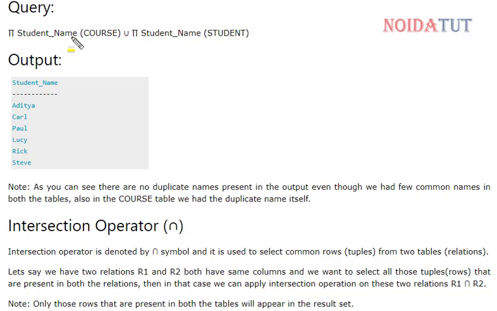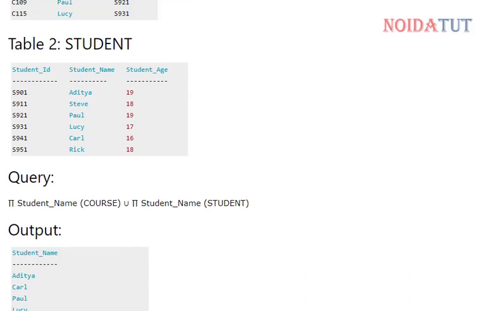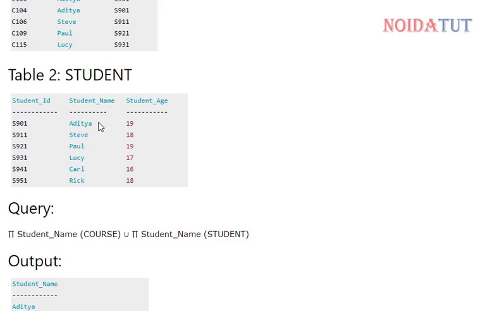Select student name from table course, then student name from student. So this is going to display the column name, student name, from the table course and from the table student, and it will display all the data from that column. Now you can see that there are 1, 2, 3, 4, 5, 6 in this.